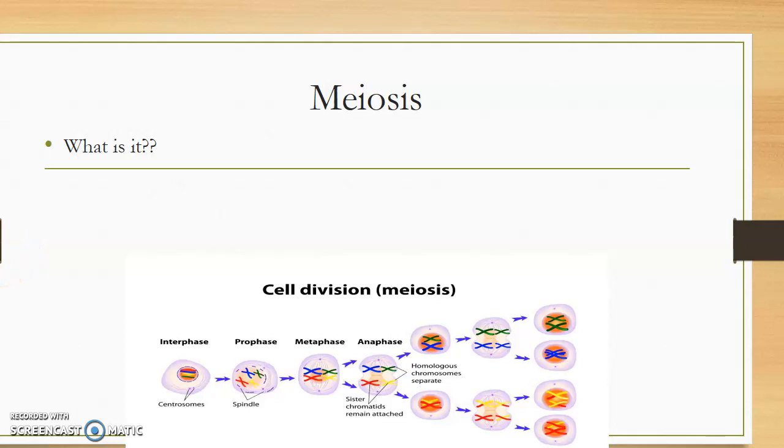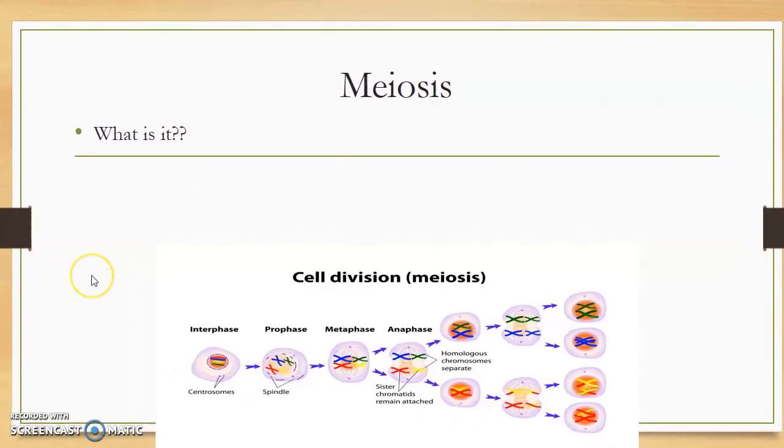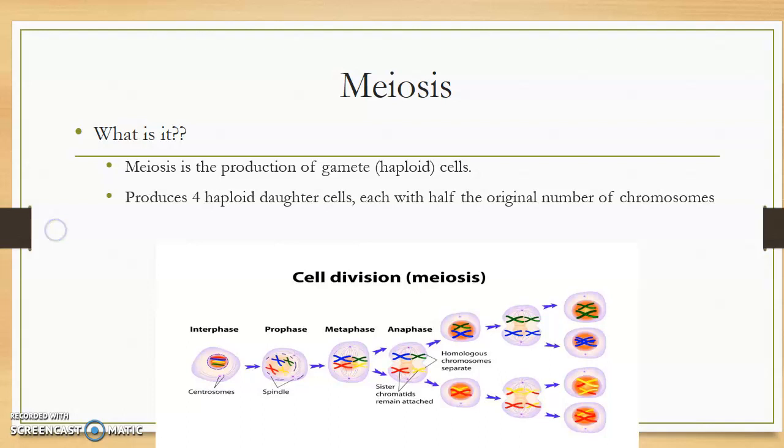Let's talk a little bit more about meiosis here. So what is it? Meiosis is very simply a process that has evolved in order to make gametes or haploid cells. In mitosis, you have a cell which divides into 2 genetically identical daughter cells. So you start with one cell that has 46 chromosomes, and you end up with 2 new cells that have 46 chromosomes. In meiosis, that is not the case. In meiosis, you have a single cell, which after the whole process, you end up with 4 new haploid daughter cells, each one with half the original number of chromosomes.